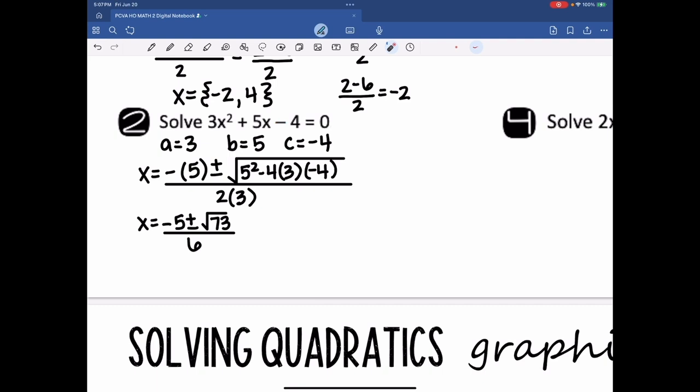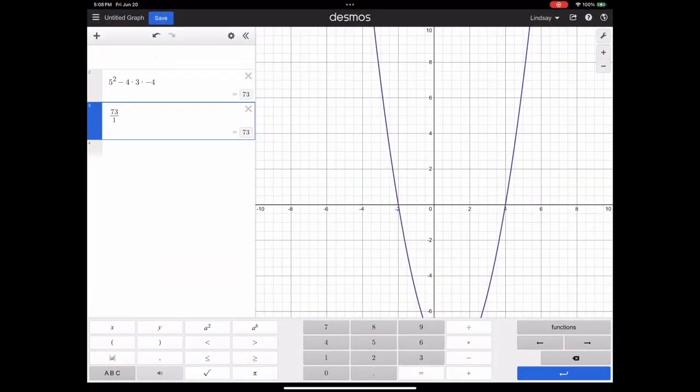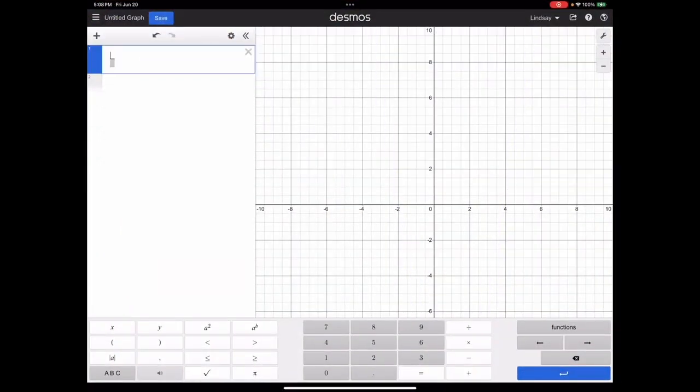My two solutions are going to be x equals negative 5 plus the square root of 73 over 6, and x equals negative 5 minus the square root of 73 over 6. So again, if I type that into Desmos, I can actually look at those numbers: negative 5 plus the square root of 73 divided by 6, and negative 5 minus the square root of 73 divided by 6. And those are my two values.